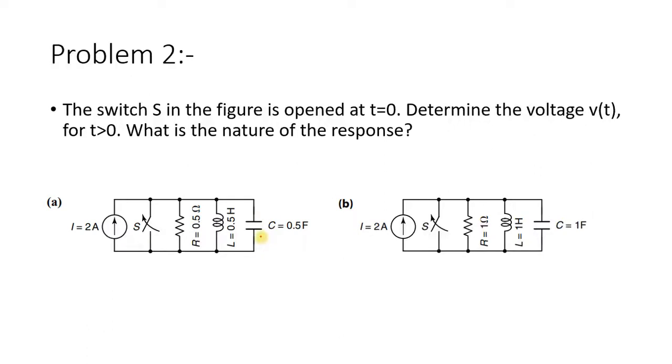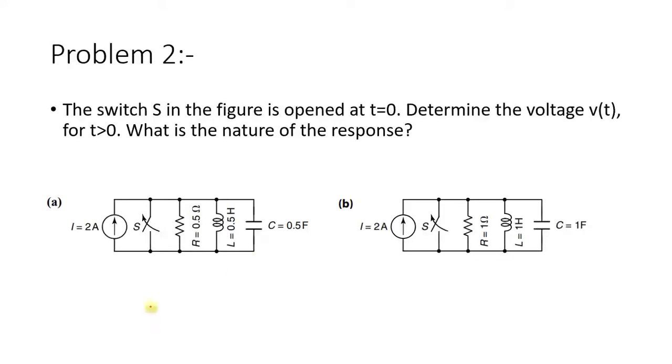Okay, now for the first circuit, apply KCL at the corresponding node, which results in V of t divided by R. So this is the diagram. So V of t divided by R plus, here for the inductor, it is 1 by L integral from 0 to t of V dt, plus C into dV divided by dt, which is equal to I.